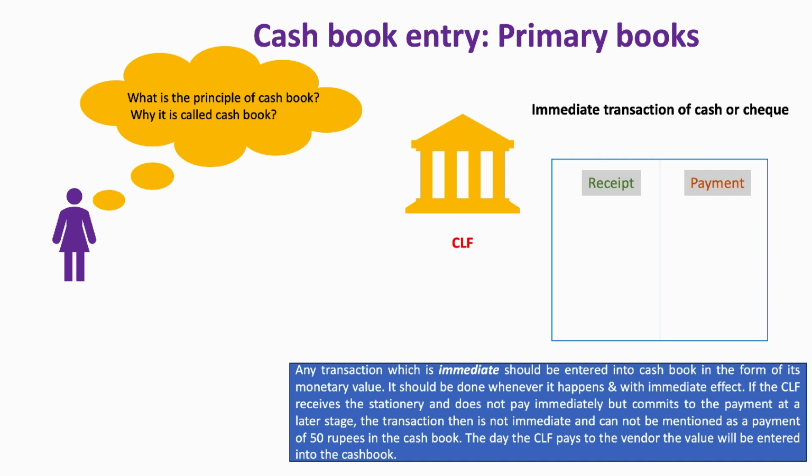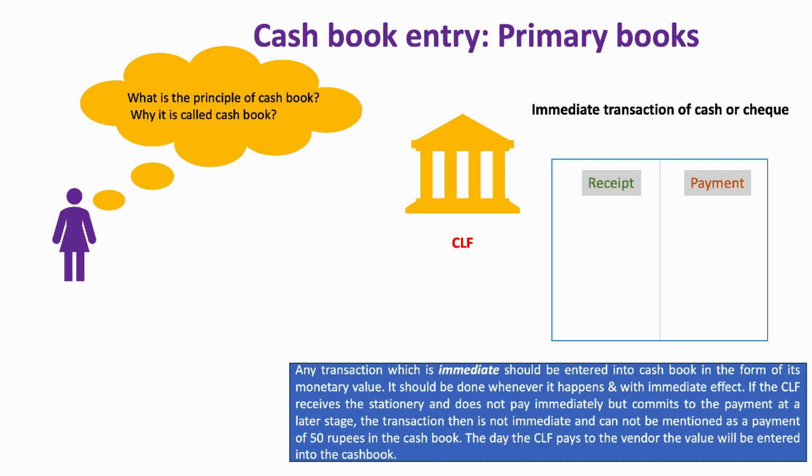But in case the CLF receives stationery or, for that matter, any material and does not pay immediately but commits to a payment at a later stage, the transaction then is not immediate and cannot be mentioned as a payment of 50 rupees in the cash book. The day the CLF makes the payment, the value should be entered into the cash book.